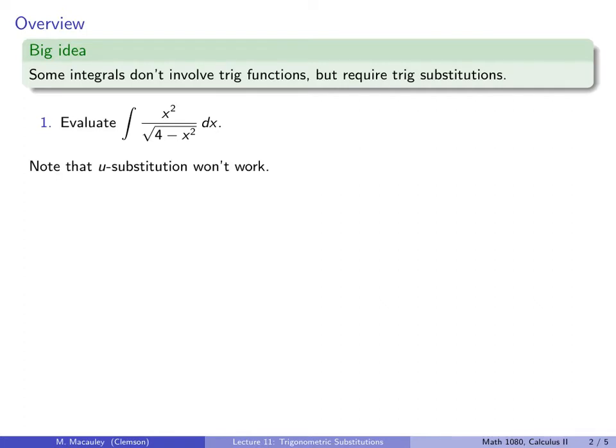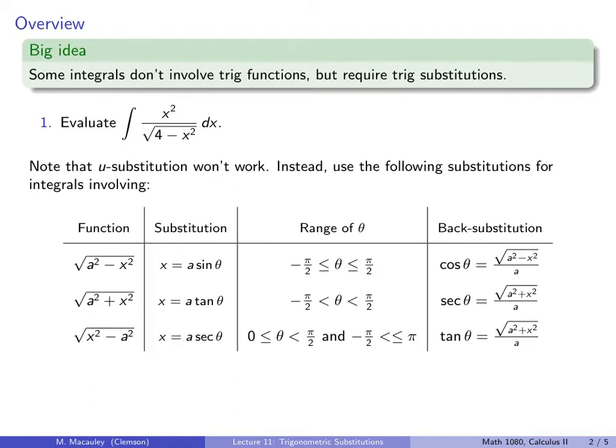You can try it, but you'll notice that U-Substitution is not going to work. So what do we do? Here's a table of what you do. And before I explain the table in too much detail, I want to do an example to get some motivation. Now I know this looks intimidating, but these three things are what you need to memorize. So you look at this, you say, hey, look, there's a root 4 minus x squared.